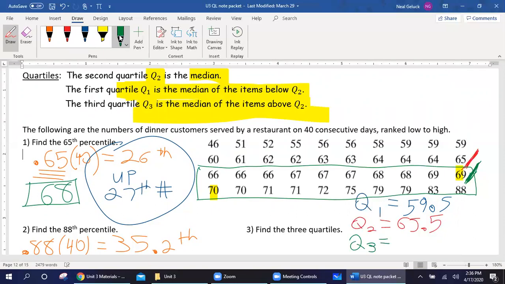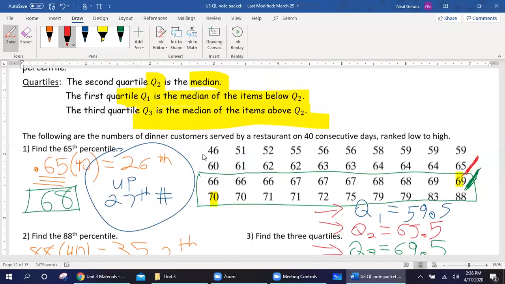The average of 69 and 70 would be 69.5. So basically, quartile 2 is the median. Then I take the median of the first half, and I take the median of the second half. That's how I get my quartiles.